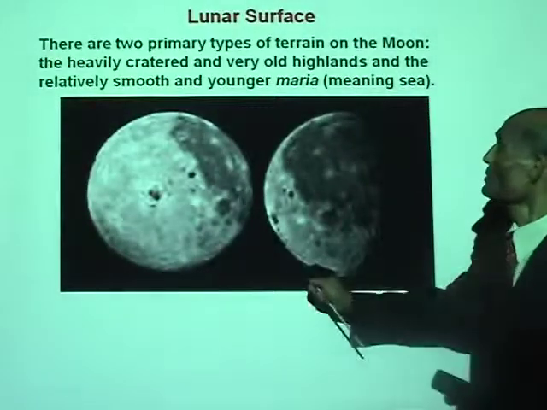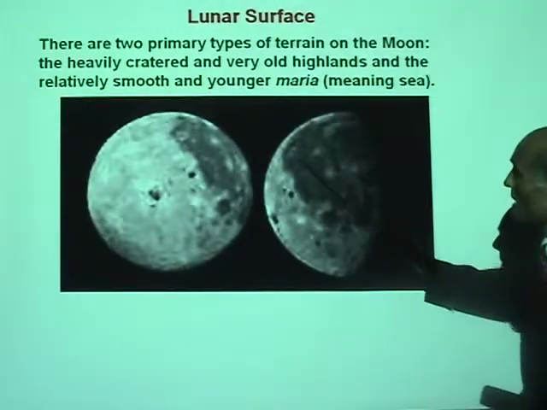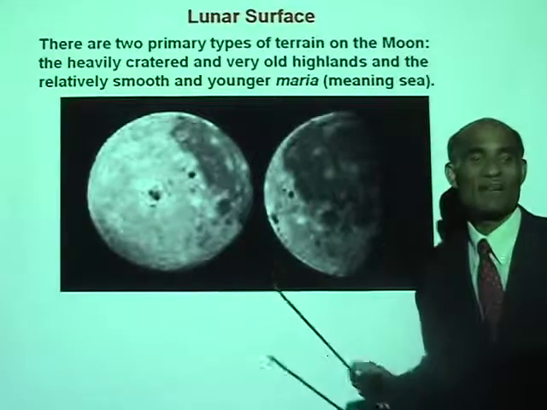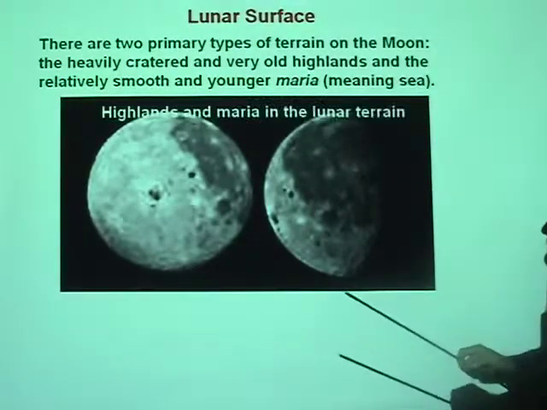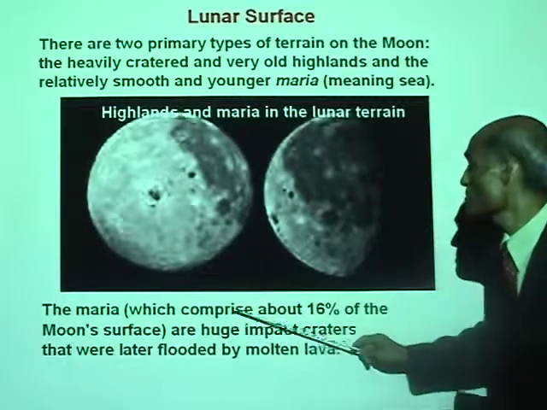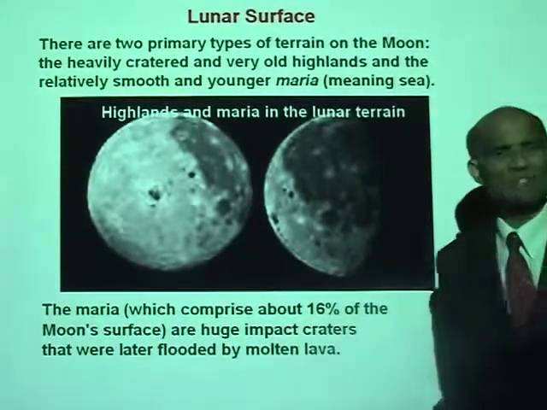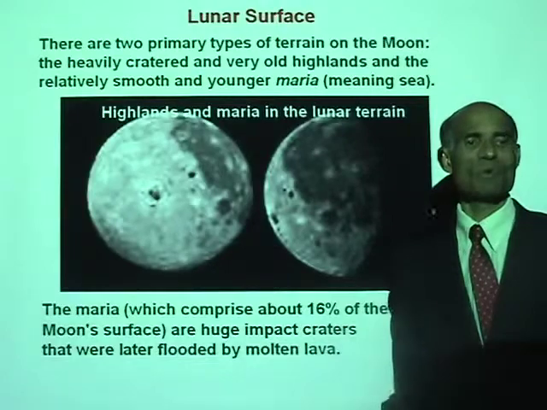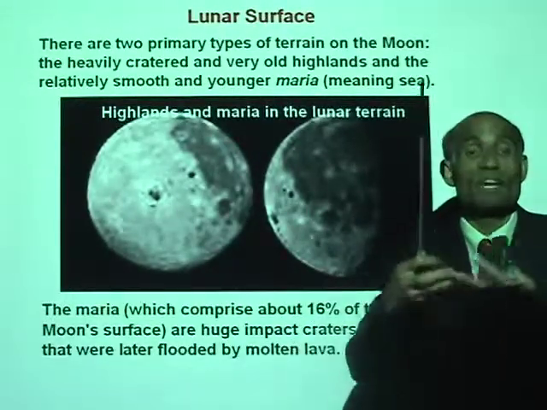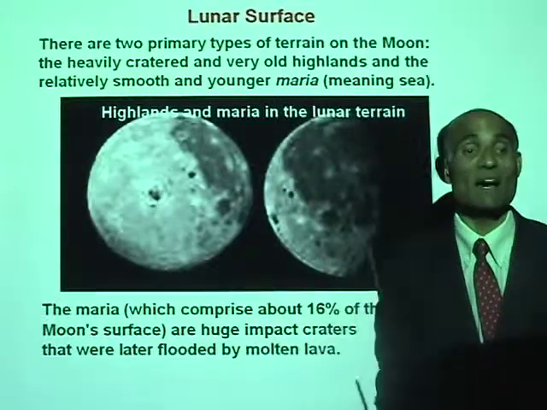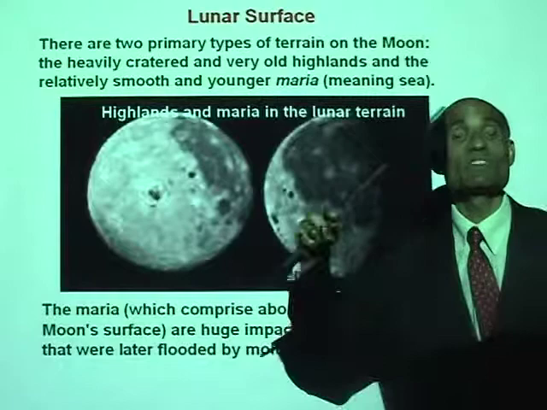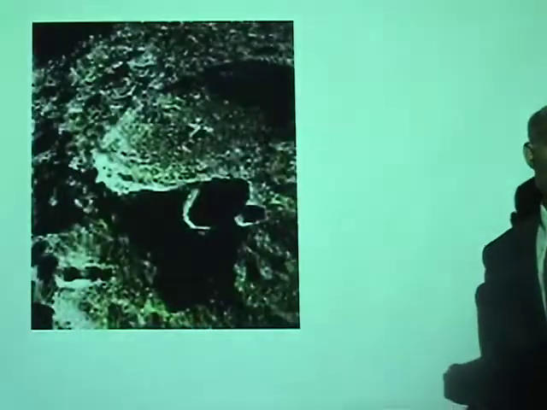Now here you can see the cratered part and look at the darker area. It's a darker area that is called Maria. The highlands and Maria. The Maria, which comprise about 16% of the surface of the moon, are huge impact craters which were later flooded by lava, so molten rock, and that probably gave it that dark shade.